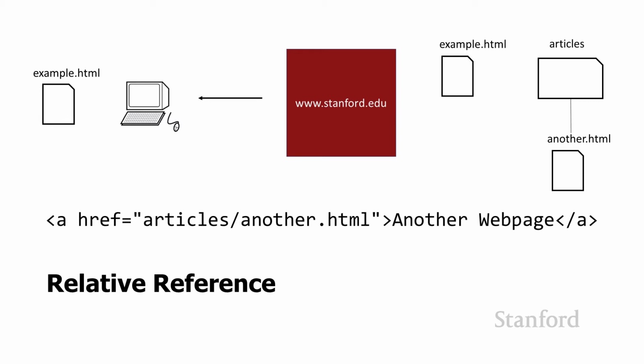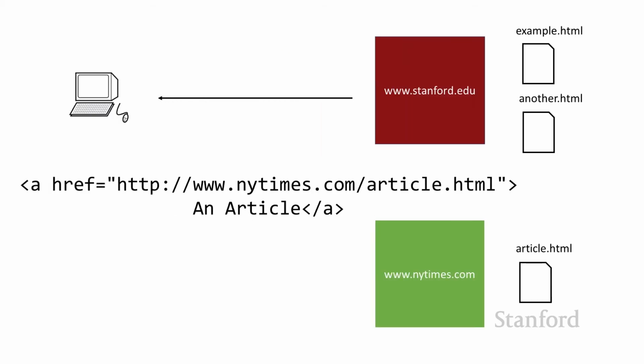Okay, so this links to a file on the same computer, on the same server as the current file that I'm viewing, but it's in a subdirectory. It's in the articles subdirectory. This is going to work whether we have a relative or an absolute reference, but here I'm doing it with a relative reference.